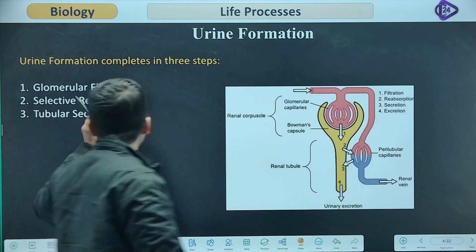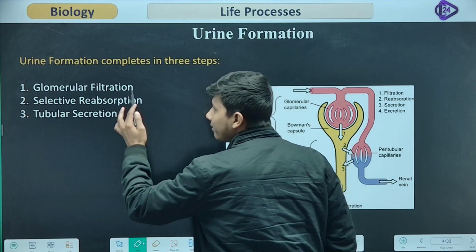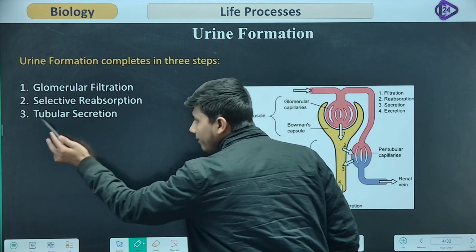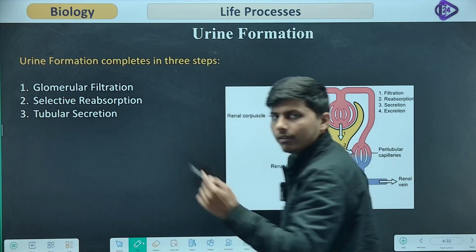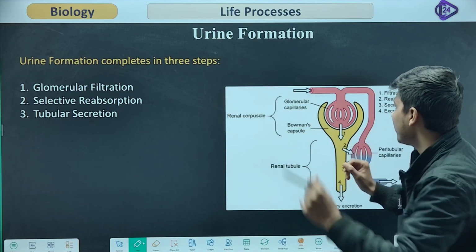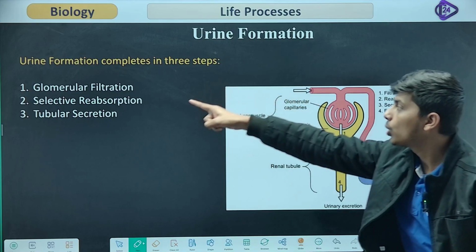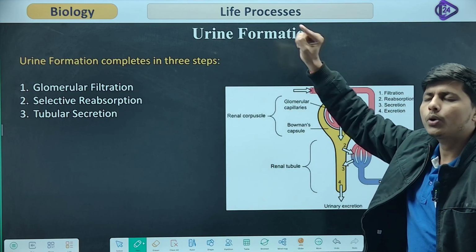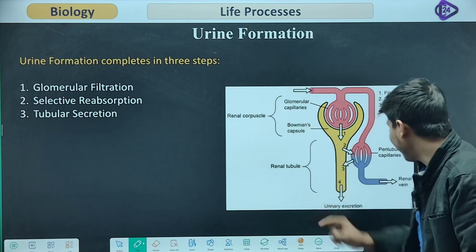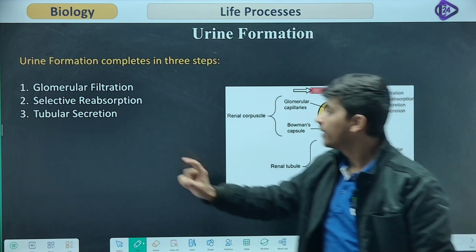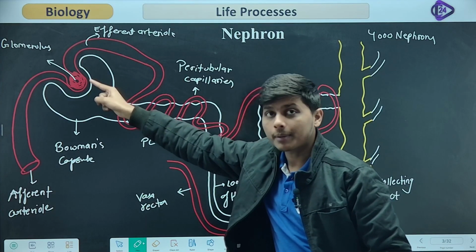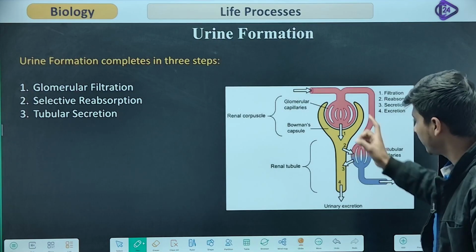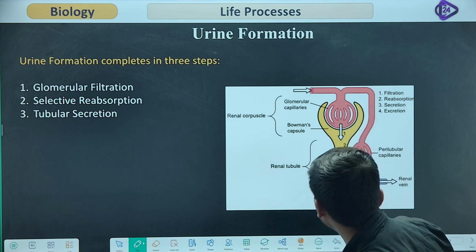The first one is glomerular filtration. The second one is selective reabsorption. The third one is tubular secretion. We will study it one by one. Let us discuss the first one, glomerular filtration. It means something is filtering out into the glomerulus. And where is the glomerulus? This tuft of capillaries is called the glomerulus.